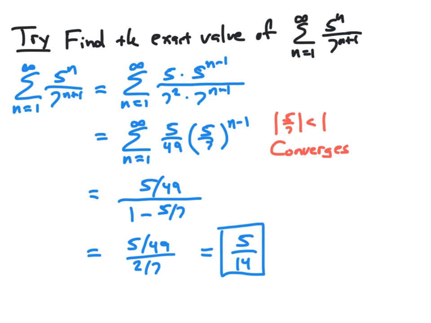And so we can use our geometric series formula of a over 1 minus r, and that will give us 5 over 49 divided by 1 minus 5 sevenths, which we then can simplify to be 5 fourteenths. So the exact value of our series from n equal 1 to infinity of 5 to the n over 7 to the n plus 1 is 5 fourteenths.